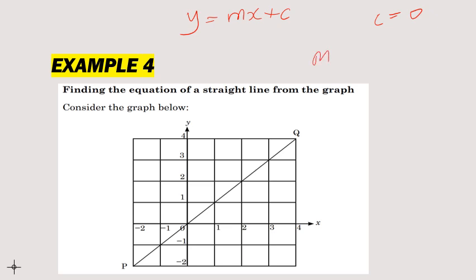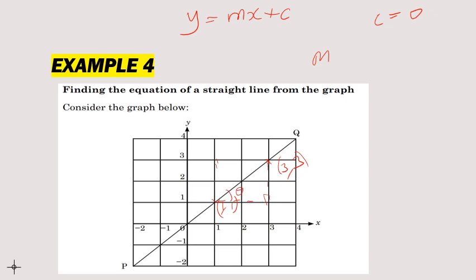For us to find m, we might choose that point and that point. This point is (3, 3). Are we sure? Okay, 3, 3. And this point is (1, 1). So we may do the same, or we may do this.